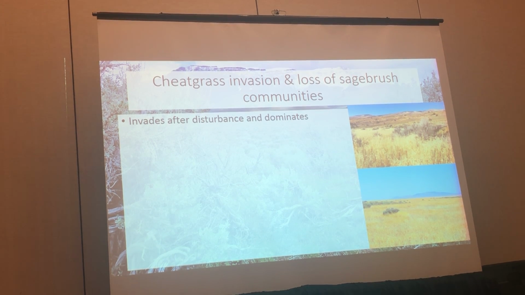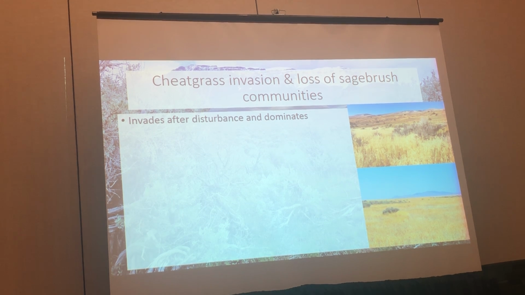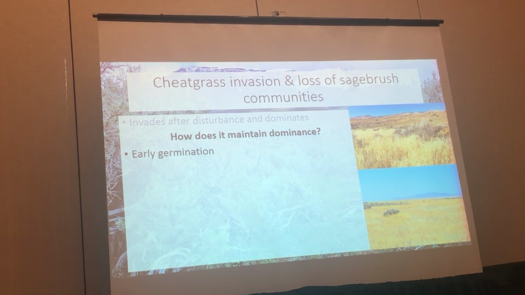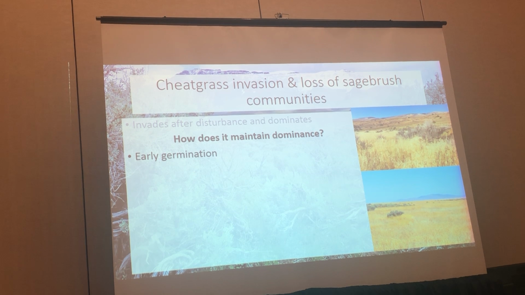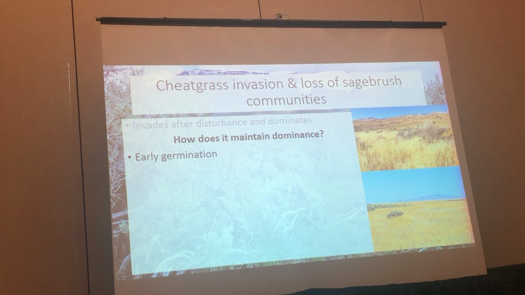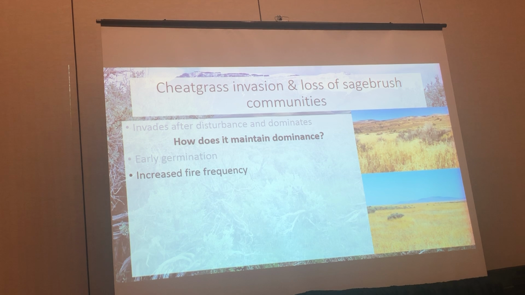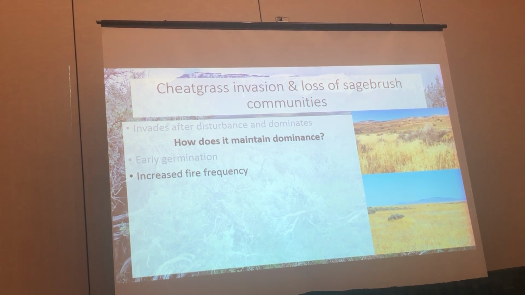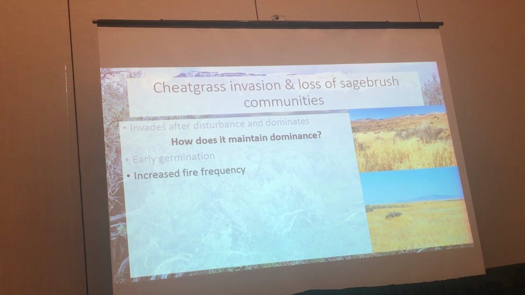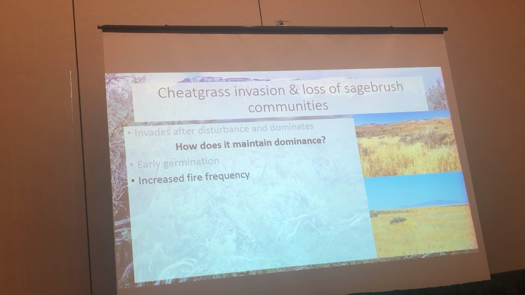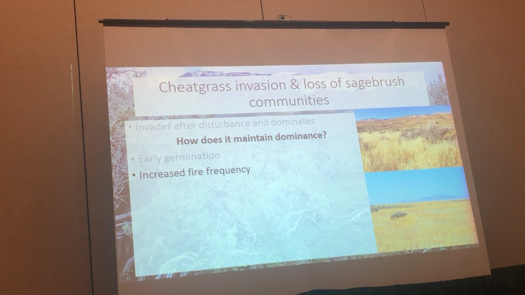How does it do this? Well, it comes in after a disturbance, often a fire, and then it will dominate afterwards. How does it maintain dominance? Well, it germinates really early in the spring, whereas most natives germinate in summer. So it can get a competitive edge by germinating early. Also, after it comes in, you can see it forms these dense mats. Those will burn really quickly and easily and frequently. So the fires will prevent reestablishment of natives.